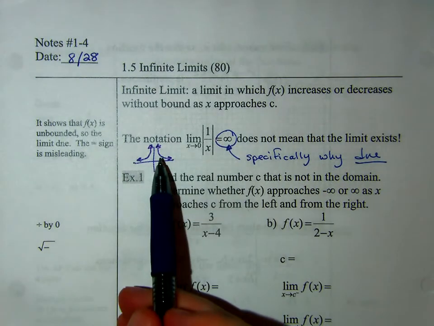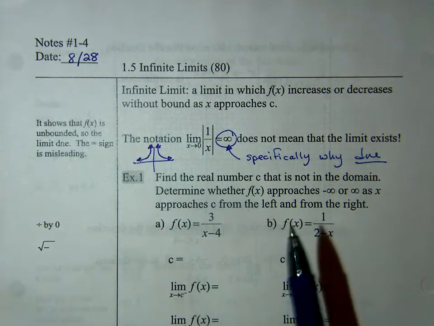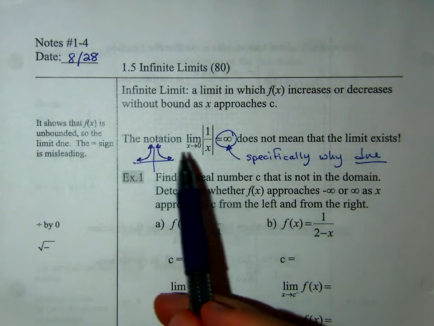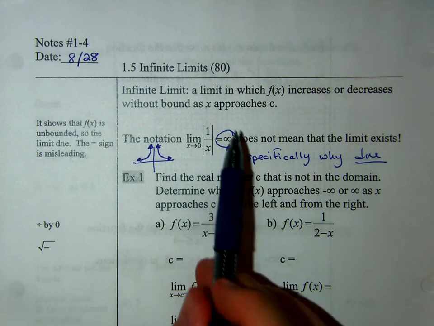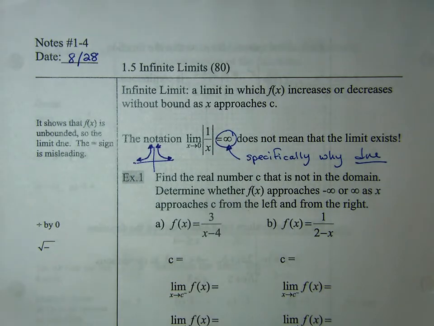Remember, we talked the other day about if one of those goes the other way, then we have an infinite discontinuity. One is approaching negative infinity, the other side is approaching positive infinity, so then we can't use this at all. We just have to say it does not exist.